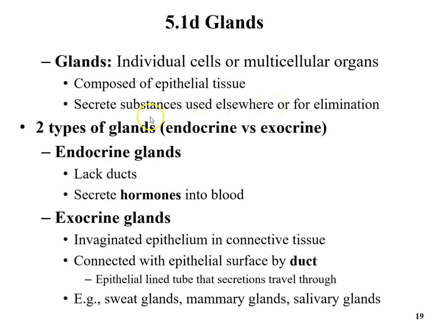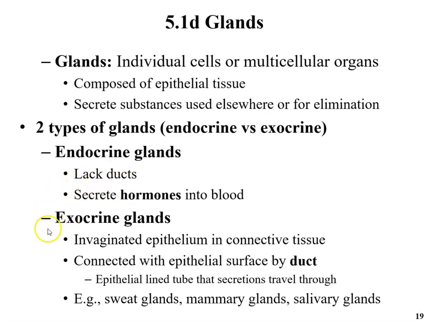There's two types of glands. There's endocrine and exocrine glands. So endocrine glands, these lack ducts. So they don't secrete their substances to the outside of the body. They secrete it to the inside. And what they secrete are hormones. And these go directly into the bloodstream.